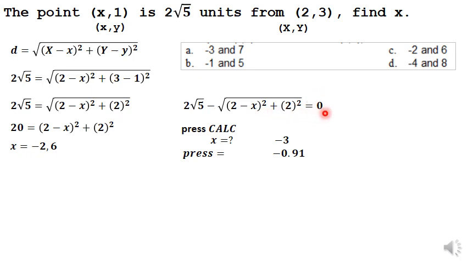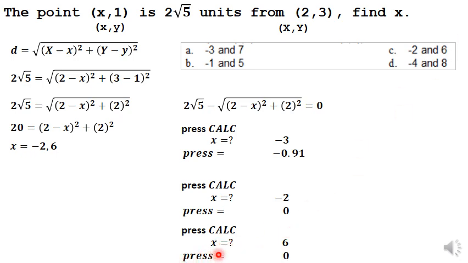Since the result is -0.91, letter A is not the correct answer, because what we desire is a result of 0. According to the equation, when the correct value for x is substituted here, the result must be equal to 0. Since negative 3 does not satisfy the equation, let's proceed to letter C. Press calc again and enter negative 2. Press equal, the result is 0. So negative 2 is a solution of this equation. Now let's try again if 6 works on the same equation. We press calc again, enter 6, press equal, and we get 0, meaning the answer is letter C.